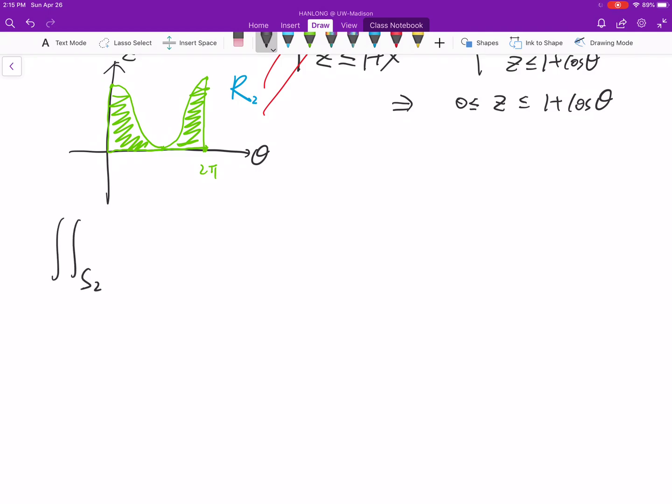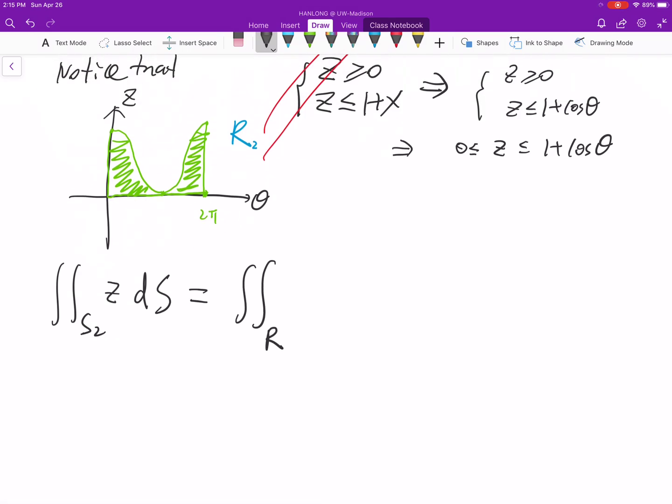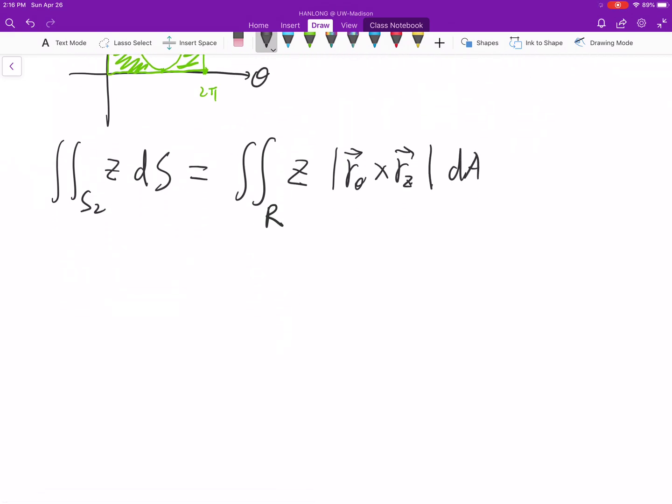So the surface integral of z dS2 by the formula can be computed by the integral over R, and the function is z. Z is just because z is our parameter, so you keep z here, and then the actual factor, this is the norm of gamma theta cross gamma z, and dA. Now let's compute gamma theta cross gamma z.